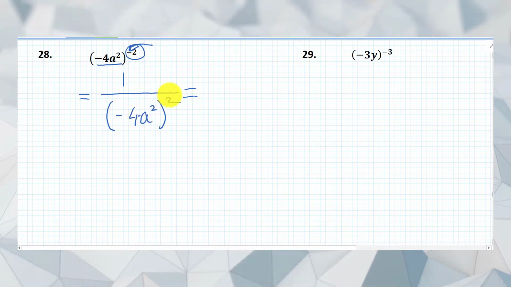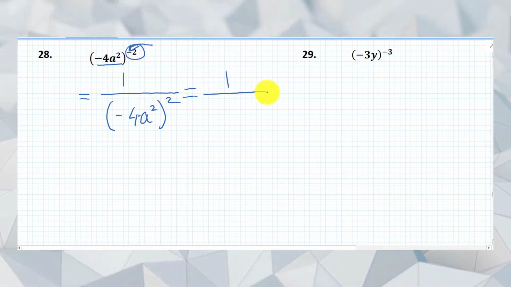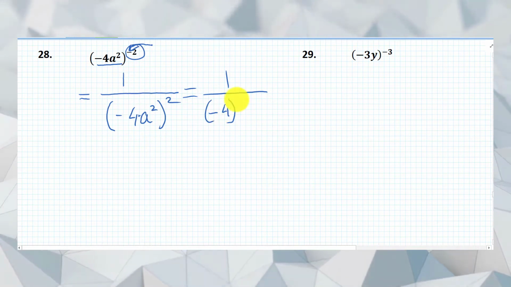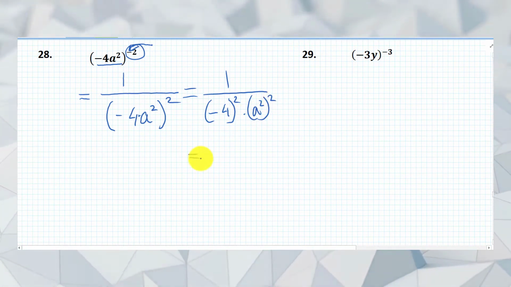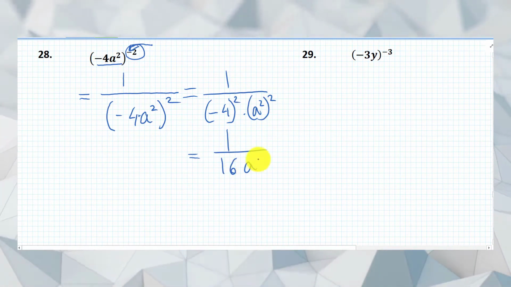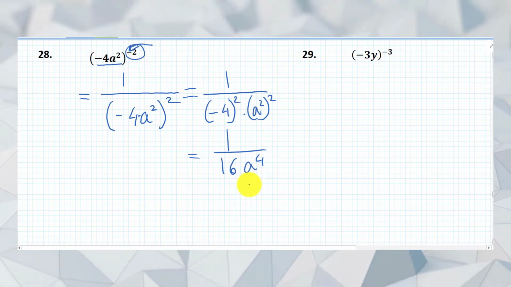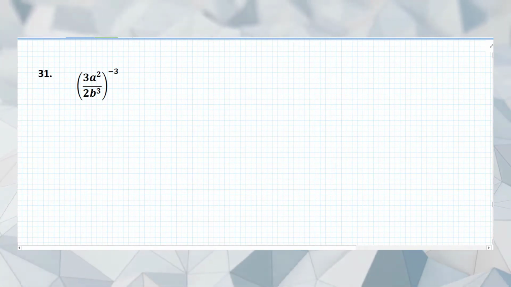We've seen that. You got to distribute the power over the product here. So, here, I'll detail it. Negative 4 squared times a squared squared. We've seen that before. So it's 1 over negative 4 squared is 16a to the 4th. That's it. 29 is for you. Let me move on. Let me do the last one, 31. You will see it's not too difficult.